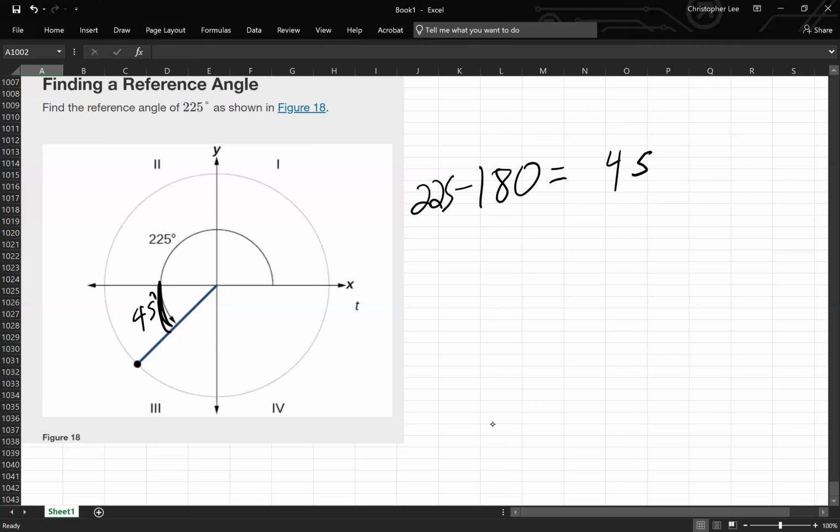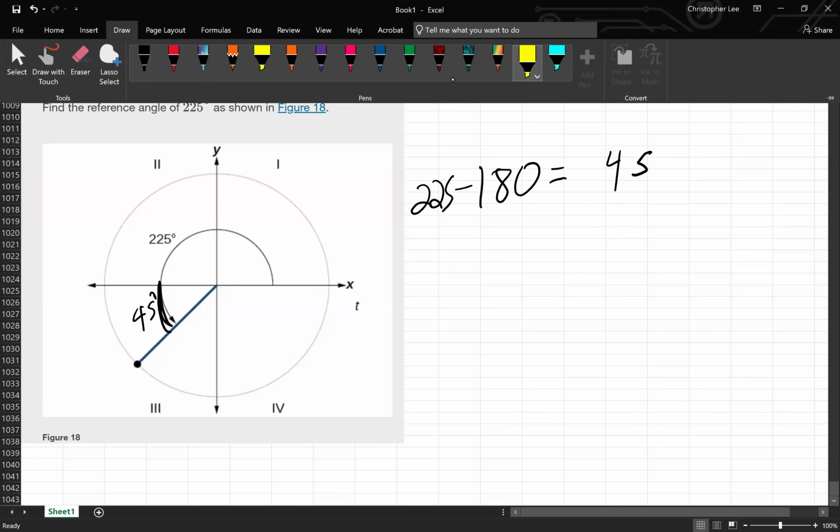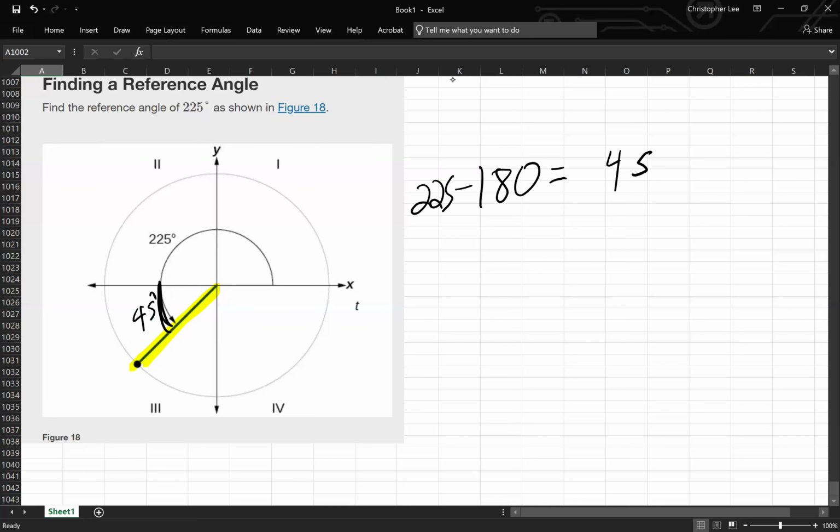Right. More specifically, I'm following this line right here. That same line. It has to be right on top of that same line. But I need the angle to be something reasonable between, say, 0 and 360.